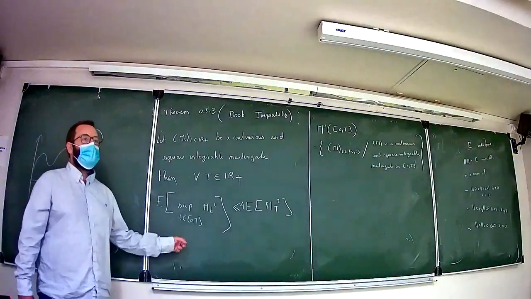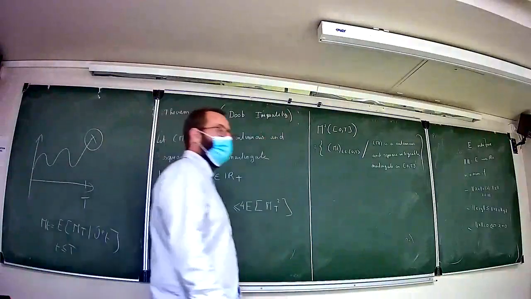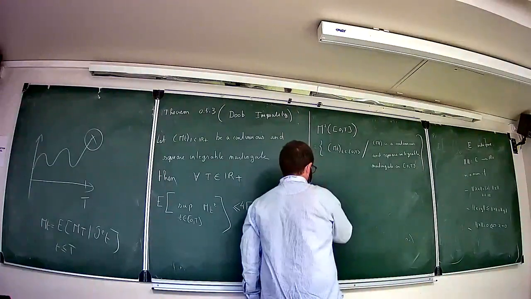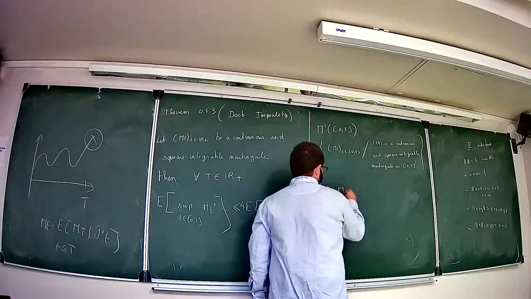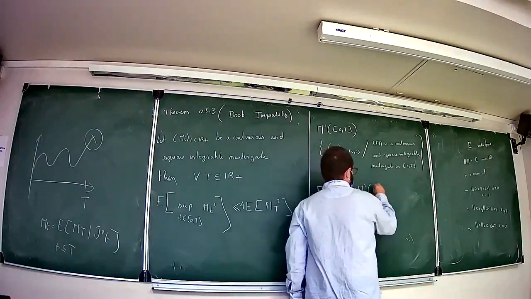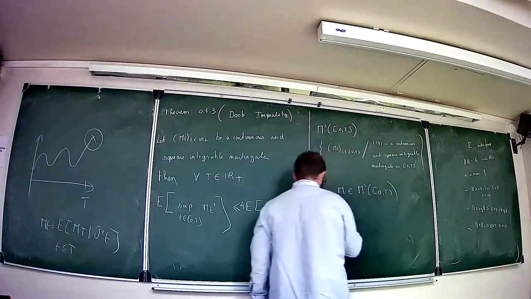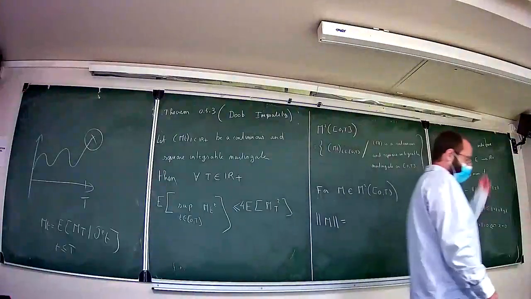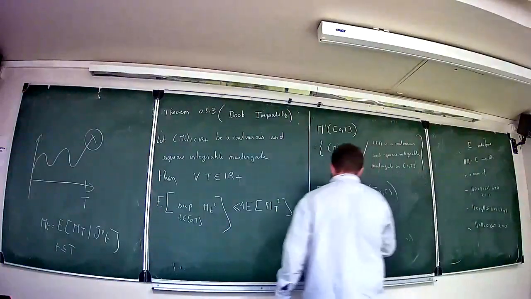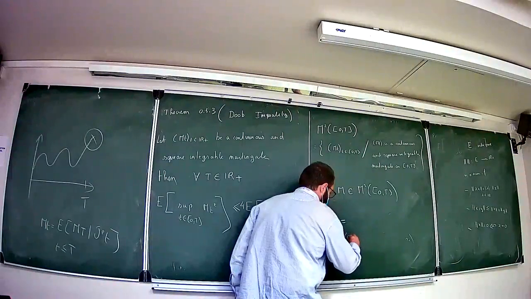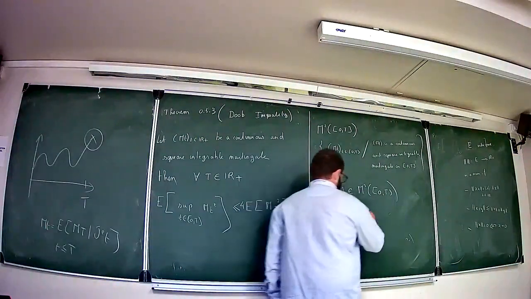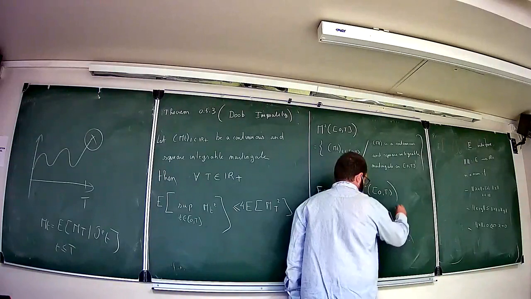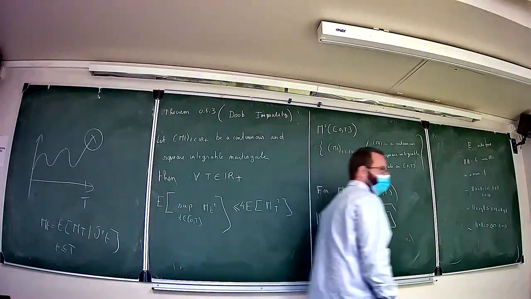And I say that from this inequality, I can equip this space with a norm, and that's simple. I define the following. For M belonging to M2 of 0 capital T, I define the norm of M in M2 of 0 capital T as the square root of the expectation of M capital T squared. This one.